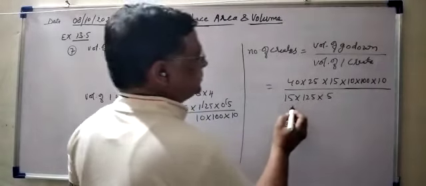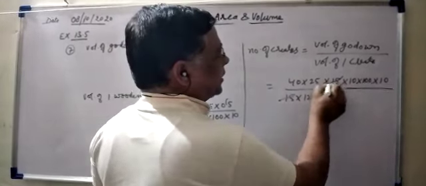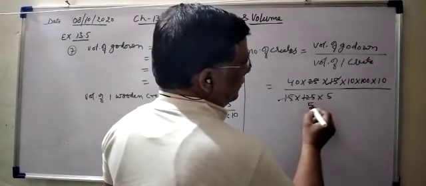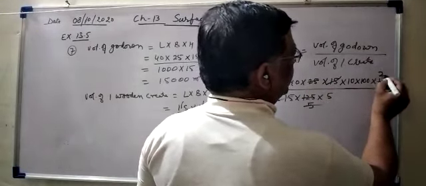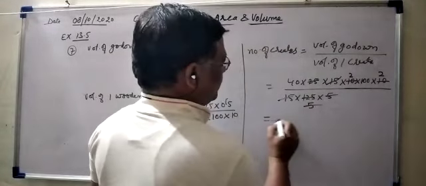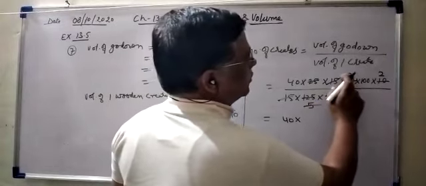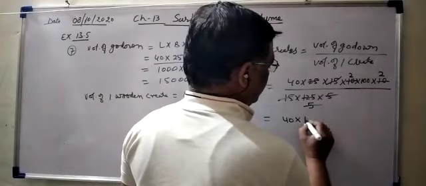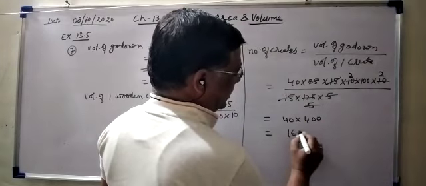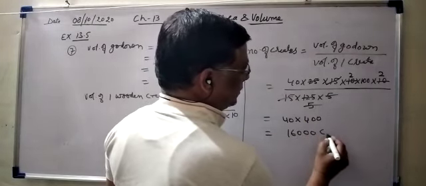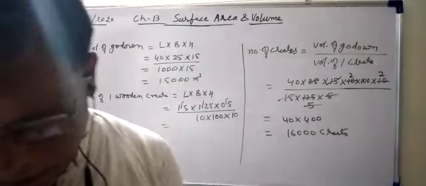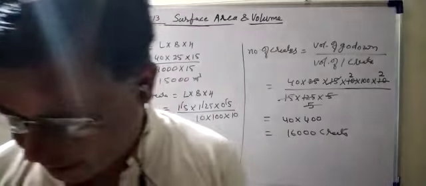Now see, 15 to 15 cut, 125 to 5, 5 to 2, 5 to 2. Now it is 40 into 2 into 2, 4 into 100, 400. So total number of crates we can accommodate in that godown is 16,000. This much crates we can put in that godown.